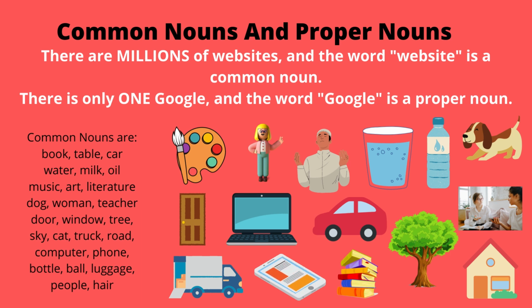Now let's start. Common nouns. Nouns can be common or proper. There are millions of websites, and the word website is a common noun. There is only one Google, and the word Google is a proper noun. Now it will be clear that we use the word proper noun for the names that are specific, and we will see further what the rules are to know if it is a proper noun or a common noun.